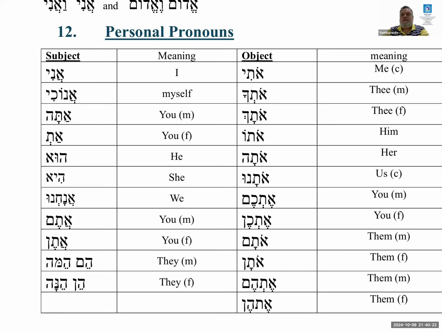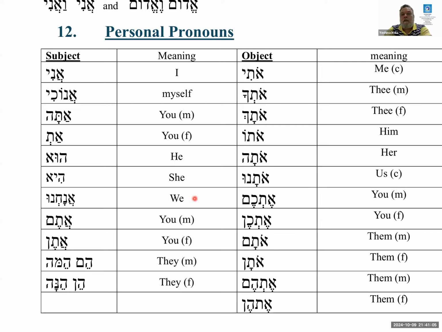Ani, subjectively, is I. Okay, subjectively it is I. Anoki is myself. Atta is you, masculine. At is you, feminine. Hu is he, masculine. He is she, feminine. Anakhnu is we, common. Anakhnu, we.